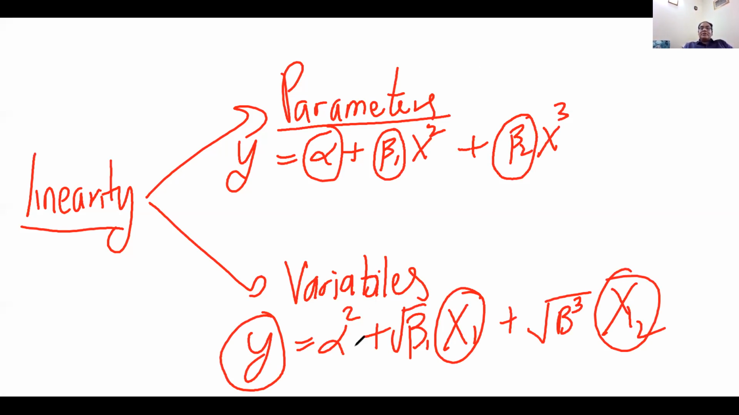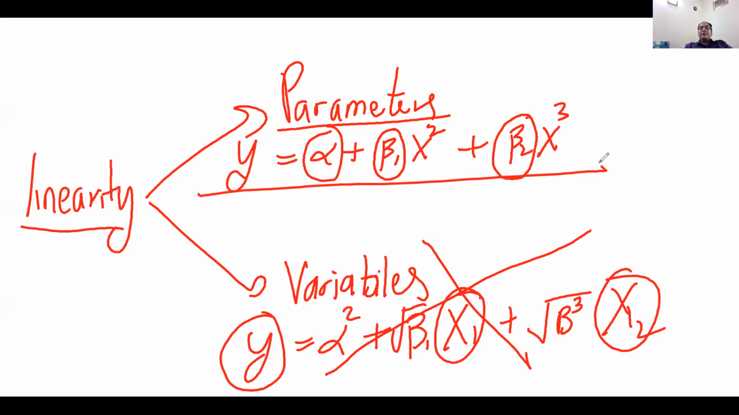Here coefficients are non-linear, but variables are linear. So in the regression model, this assumption is not required. We want the fulfillment of this assumption, which means your x and y variables may have different powers, but the power of alpha, beta 1, beta 2 should be 1. This requirement is known as linearity of the parameters.